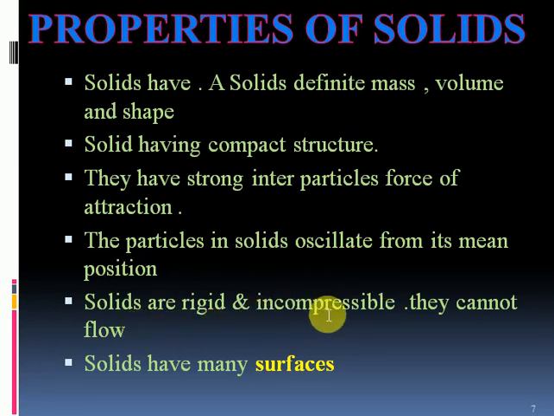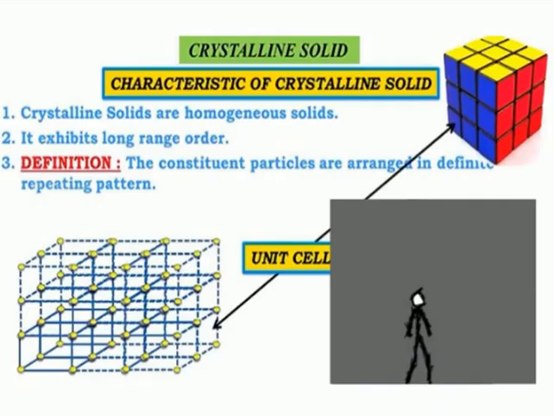Solids are rigid and incompressible because they cannot flow. Generally solids don't have any fluidity, so they cannot flow. Next very important point: solids have many surfaces. Solids have many surfaces. In this chapter I am going to focus more on the surface of the solid only. Suppose if I say it like that, you will get a small confusion.